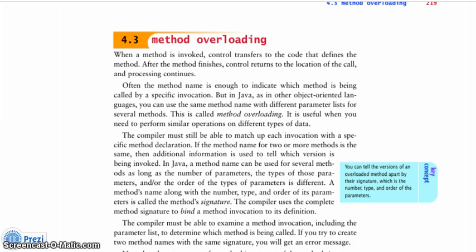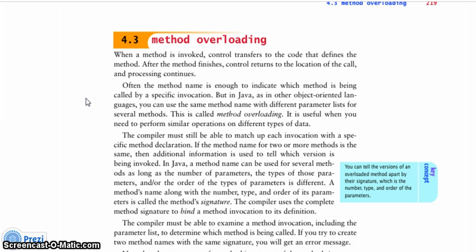So the purpose of method overloading is that it allows you to use a method with the same name, but the difference is it takes various parameters. So it could take one parameter, two parameters, three parameters, and so on. And you can do this throughout your program. So it states here in the second paragraph, often the method name is enough to indicate which method is being called by a specific invocation. And remember, this means that we're calling on a particular method.